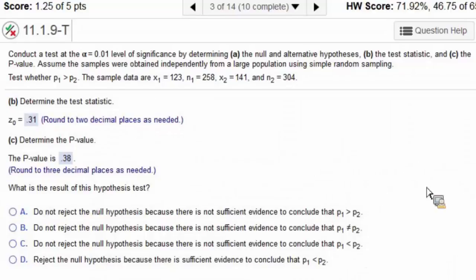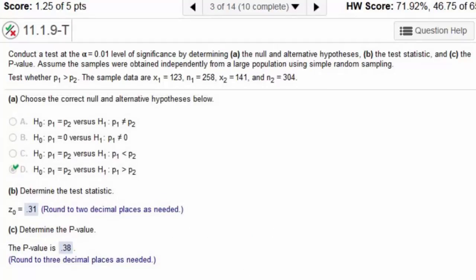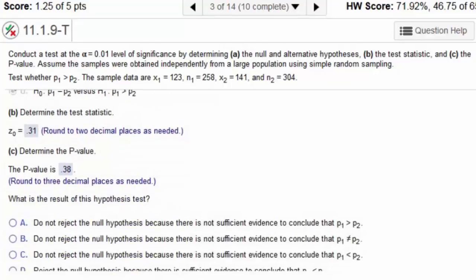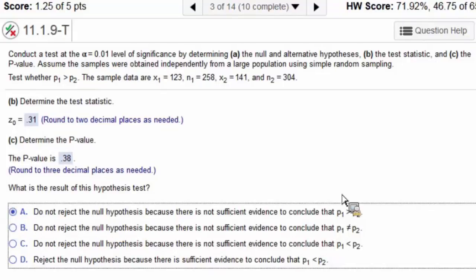And the result of the hypothesis test, the easiest way is to use the P. Here P is obviously pretty high. P is 0.38. The alpha was 0.01. So 0.38 versus 0.01. P is high. We let it slide. It's a do not reject the null hypothesis. Do not reject means there is insufficient evidence to conclude the alternative. So the alternative is P1 greater than P2.